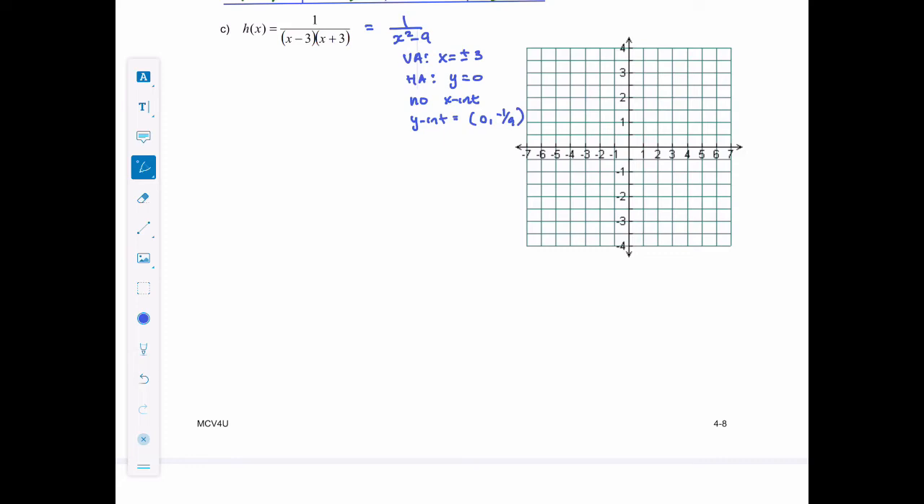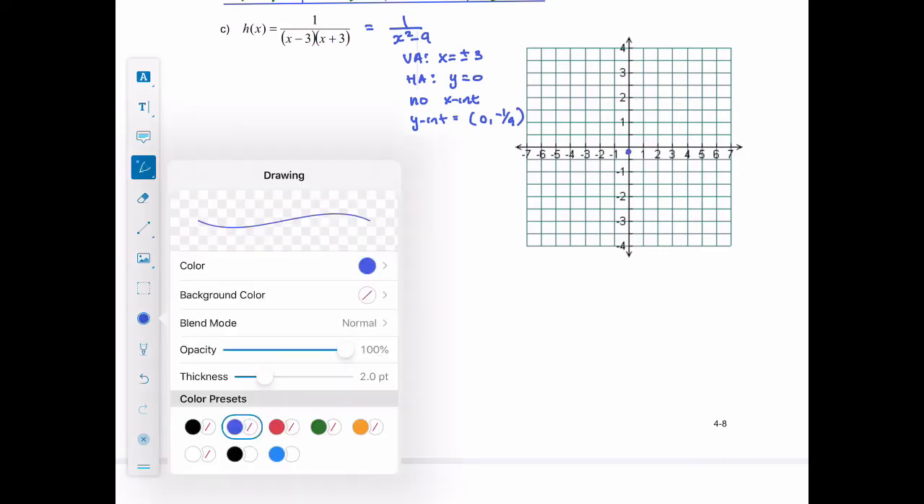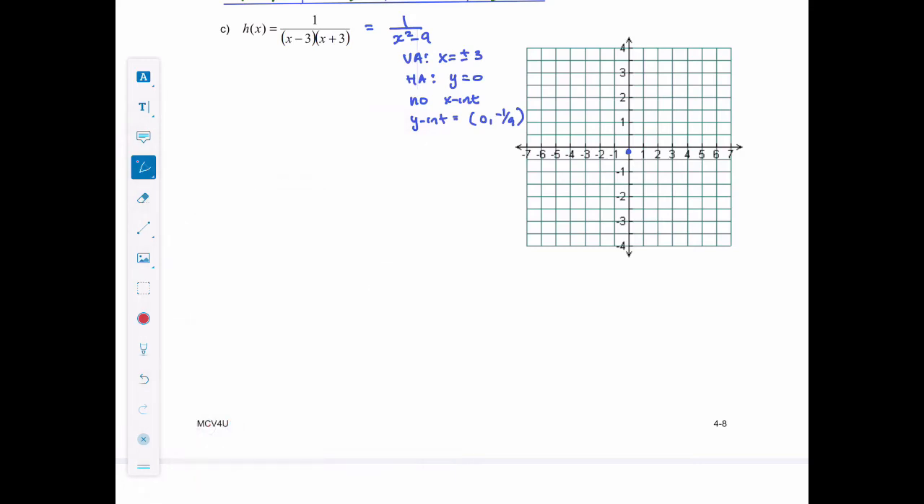So I plot my y-intercept, which is slightly below the x-axis, really hard to show. We have vertical asymptotes at negative 3 and positive 3, and we have our horizontal asymptote at y equals 0. All right. So the next thing we've got to do is start taking our derivative.